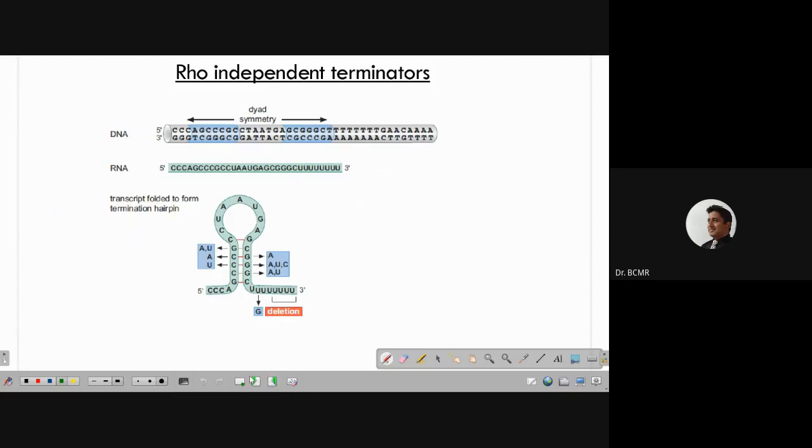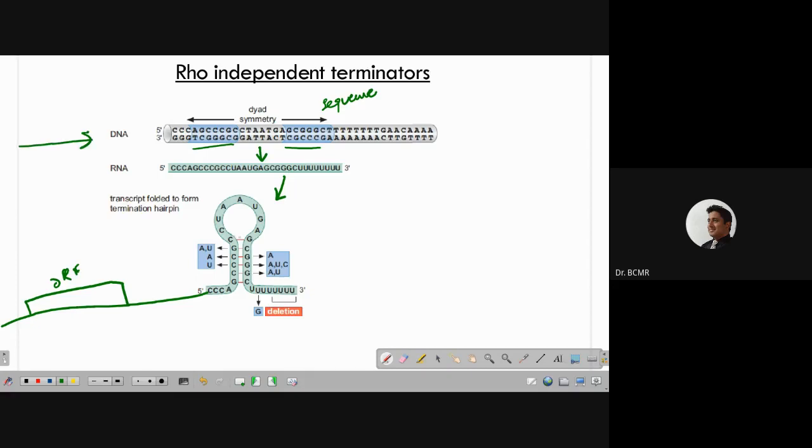The rho independent terminator, you'll also call intrinsic terminators. What do you mean by intrinsic? Intrinsic means it is within. Within the sequence itself, right? So see, for example, this is a rho independent terminator. It can form a hairpin loop. Upon production of RNA, it can form a hairpin loop like this. So this is where the RNA is. Assume that this is where the ORF is here. Okay, so this has been the direction of transcription.